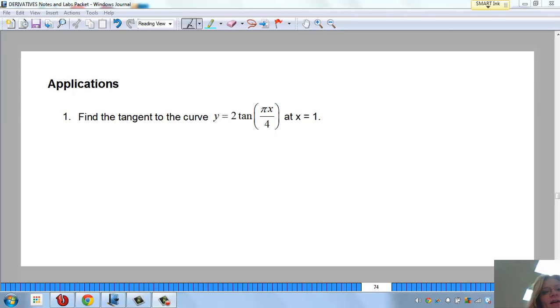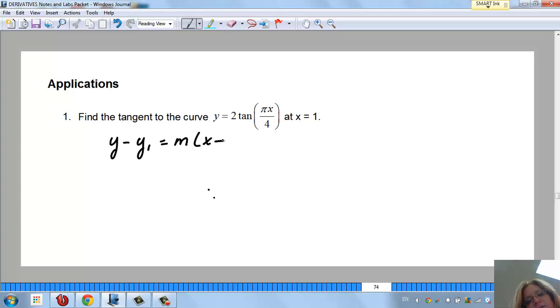So the first thing I think of, when it says tangent to the curve, is I want to write the tangent line formula. So that's going to be y minus y1 equals m(x minus x1), and this is the point slope form. If you look at it, I need a slope and I need a point, and the point right now is 1, something. How do I find the something? Well, I have to put the 1 into the formula to find out.